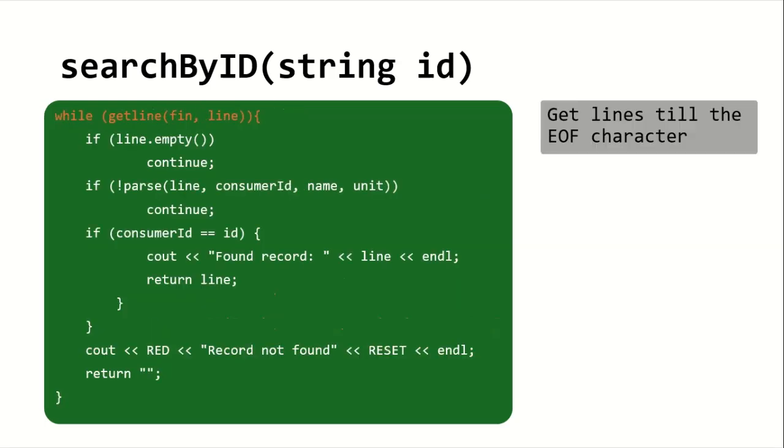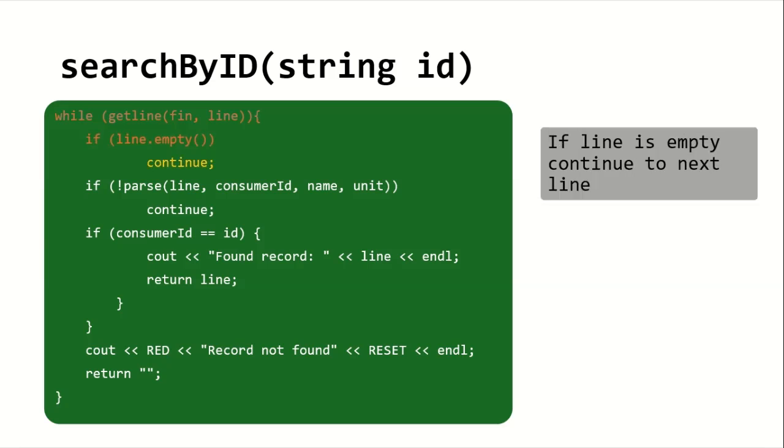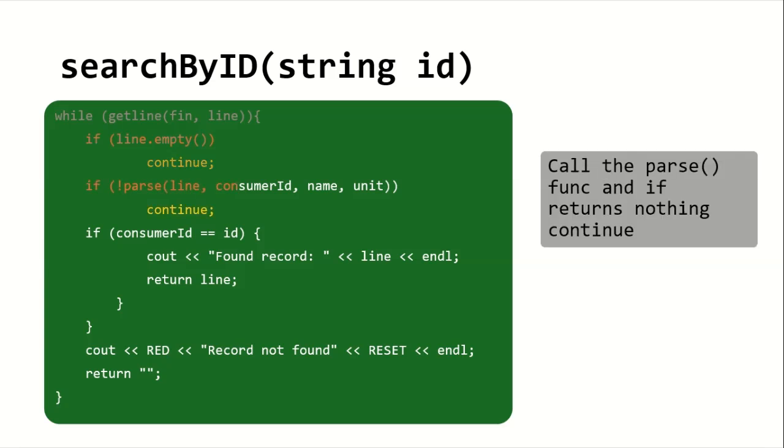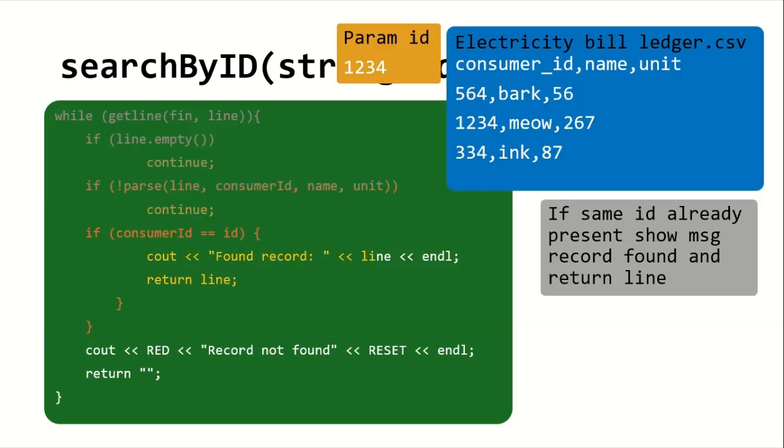So the same thing is happening here. We are going to get lines from the file till the end of file character. If the line is empty, we are going to continue. If parsing was unsuccessful, we are going to continue. If we are unable to parse, we are going to continue. If the consumer ID is equal to ID, we have a record found. This is the thing we have to do.